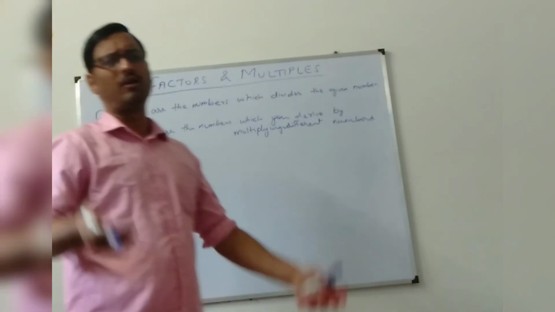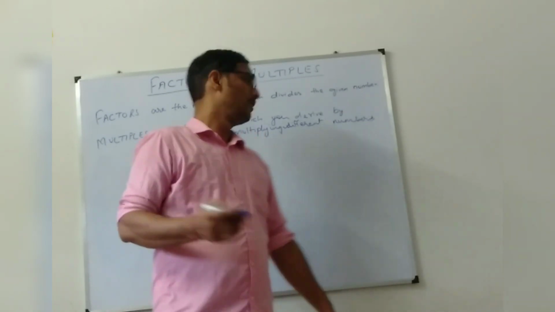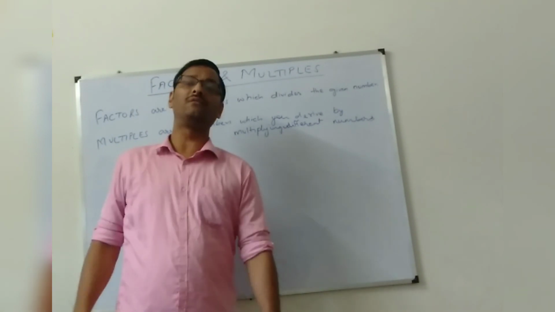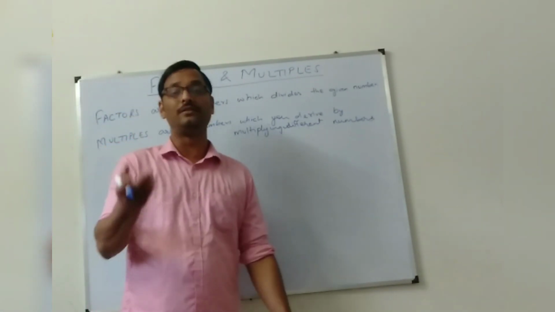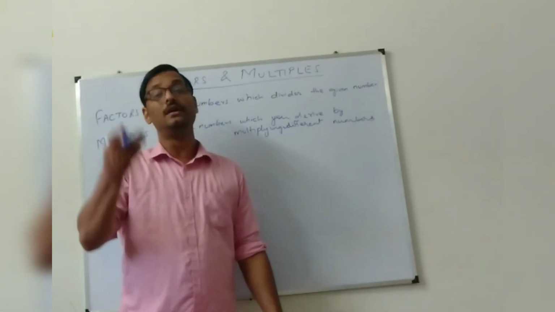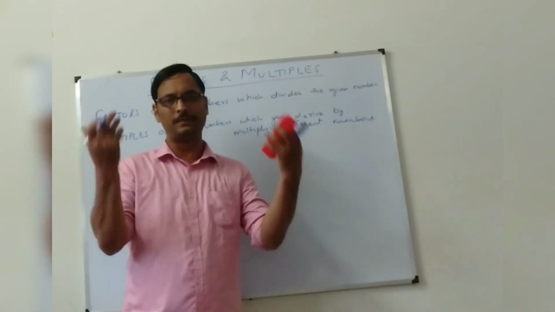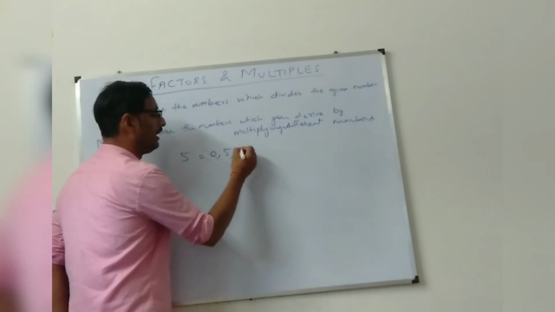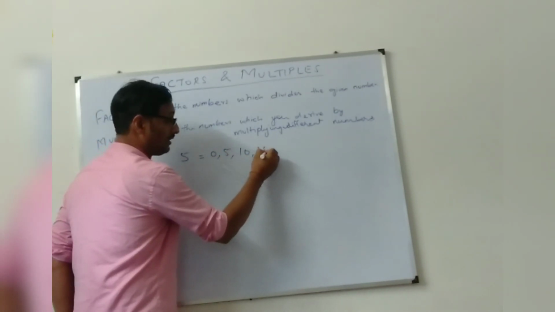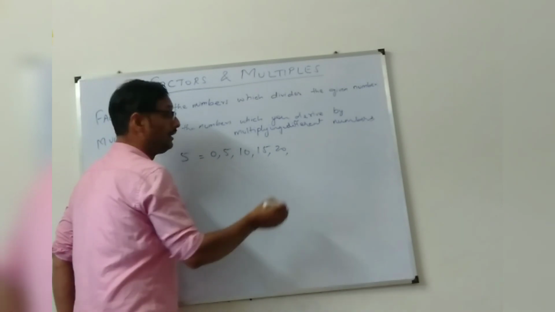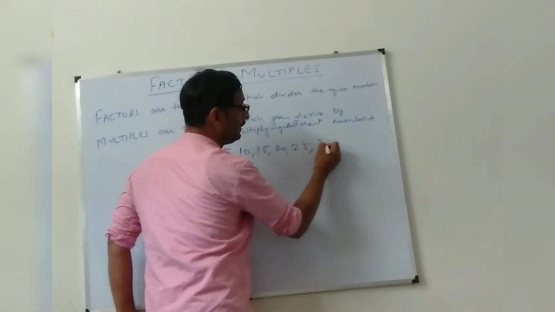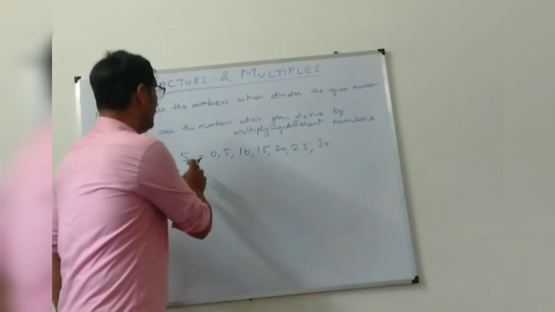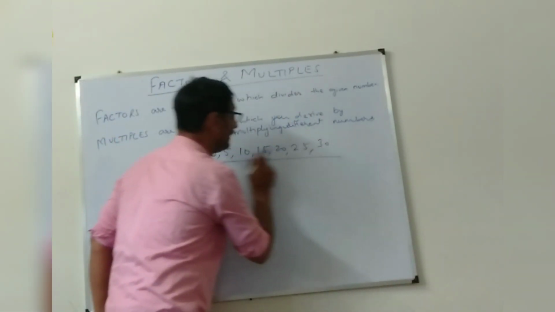Multiples means what? All of you know tables. Suppose I have given you 5. Tell me the table of 5. 5 times 0 is 0, 5 times 1 is 5, 5 times 2 is 10, 5 times 3 is 15, 5 times 4 is 20, 5 times 5 is 25, 5 times 6 is 30. The way you used to say, keep on saying. So these are the multiples of 5.